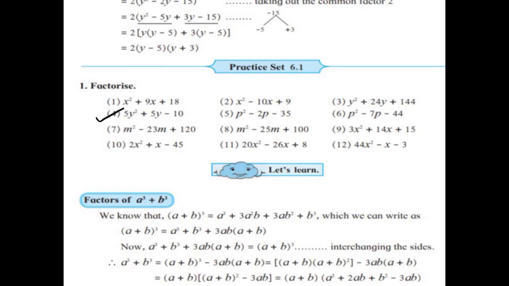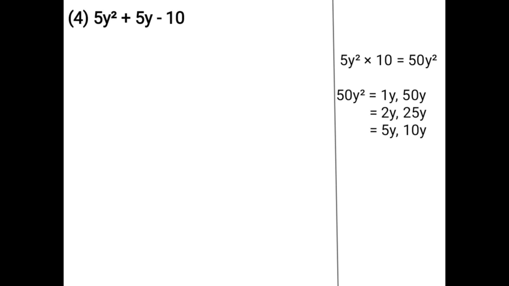5y square plus 5y minus 10. In the rough column, first you have to multiply the first term and third term, that is 5y square into 10 is equal to 50y square. You have to write all the factors of 50y square. After writing all the factors of 50y square, you have to write the expansion form of the middle term, that is plus 5y. You have to choose the correct factors of 50y square to write the expansion form of the middle term. Correct factors of 50y square are 5y and 10y.